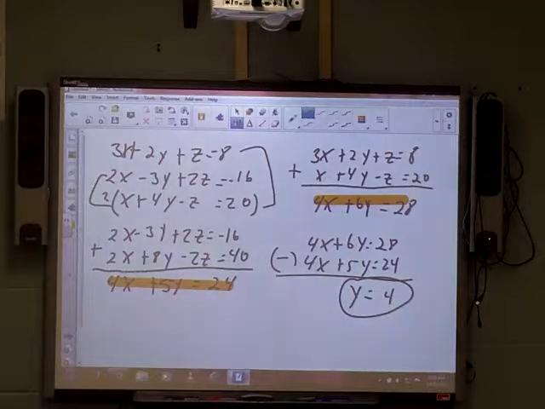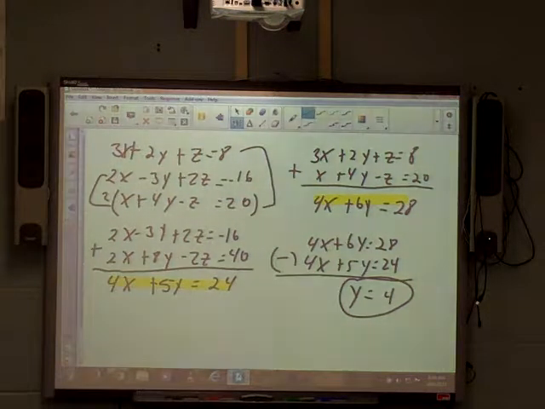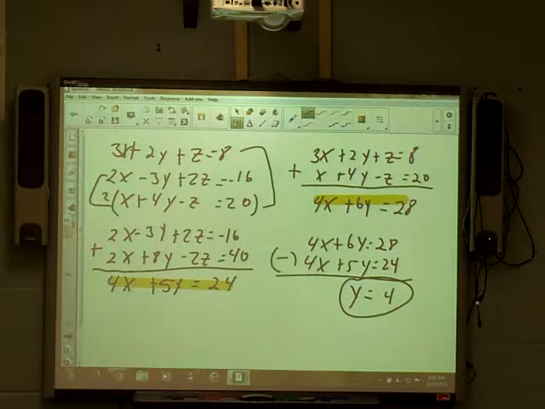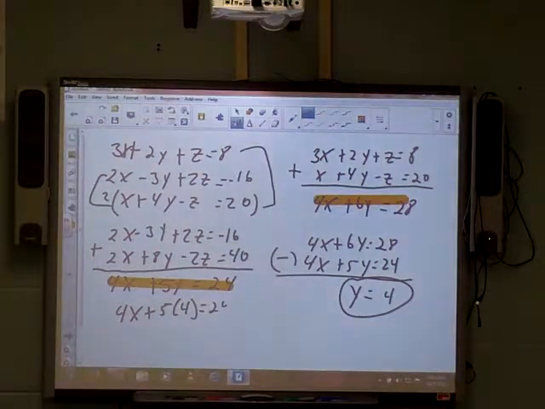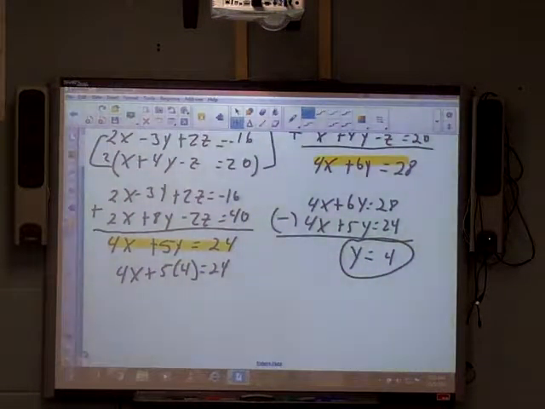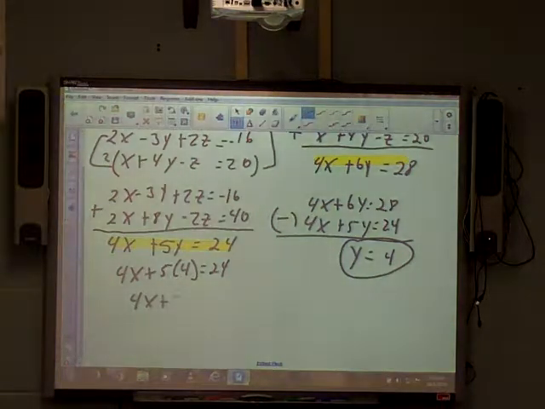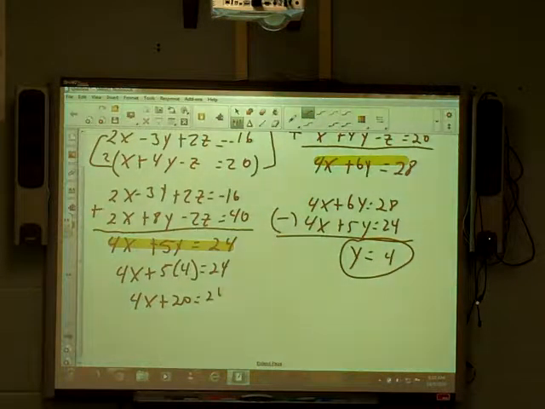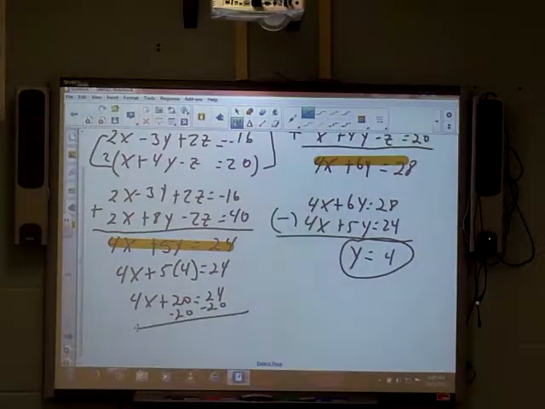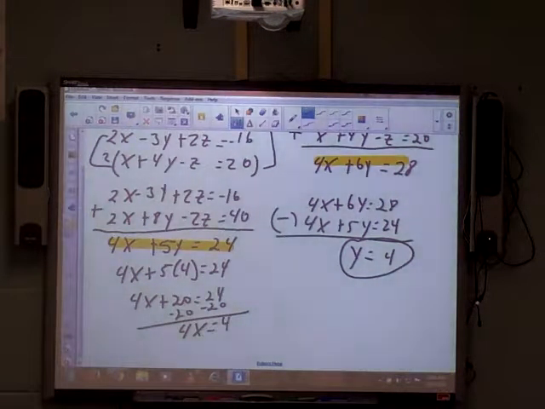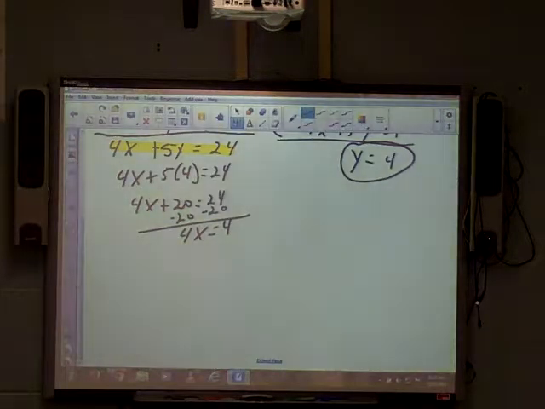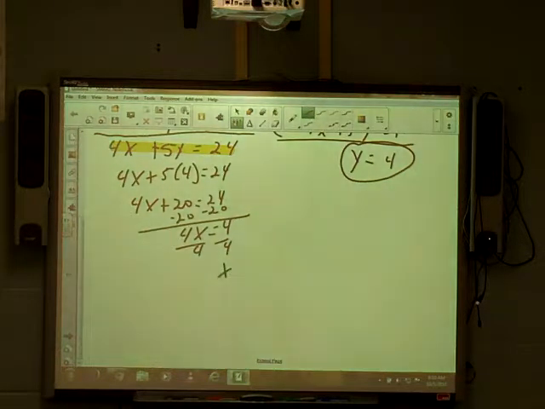Okay, pick one of your new ones to plug that back in. The plus 5y, Valentina said, so I've got 4x plus 5 times 4 equals 24. So that's 4x plus 20 is 24. Subtract your 20. So 4x is 4, which she's correct, means x is 1.